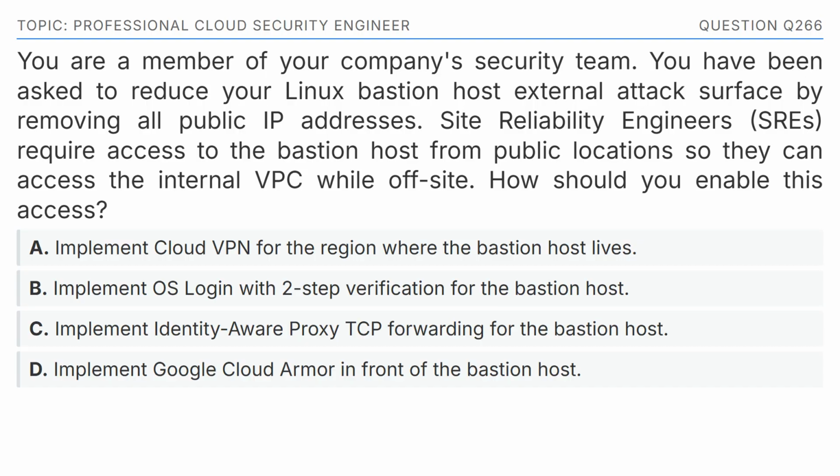The options are Option A, implement Cloud VPN for the region where the Bastion host lives. Option B, implement OS login with two-step verification for the Bastion host. Option C, implement identity-aware proxy TCP forwarding for the Bastion host. Option D, implement Google Cloud Armor in front of the Bastion host.